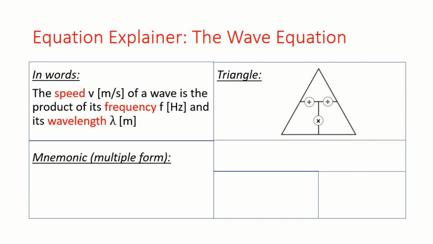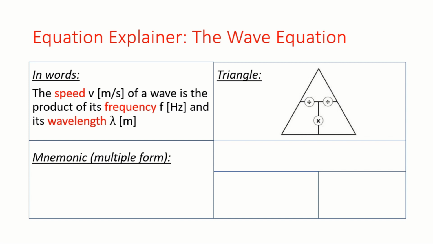Now, you may not be familiar with the symbol here. This is a Greek letter. This is lambda. We often use lambda as our wavelength symbol. I've seen W used before, but very rarely, so try and use the lambda if you can.